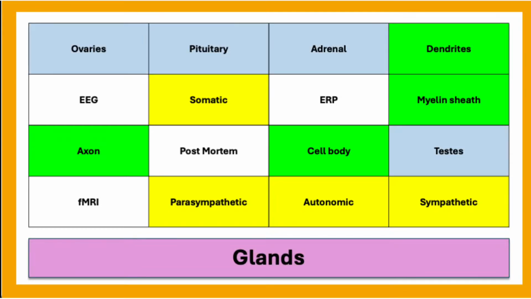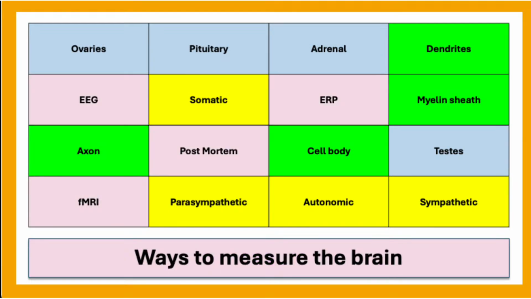Can anybody tell me what the last one is referring to? What's the title of the last 4 white phrases that are on the board there in that box? How would we group them? Yeah, ways of studying the brain. Well done, excellent. So that's our last one there, ways to measure the brain. We're now going to change over to our exam clinic, guys.